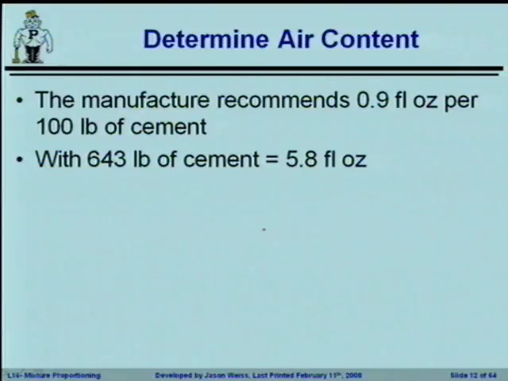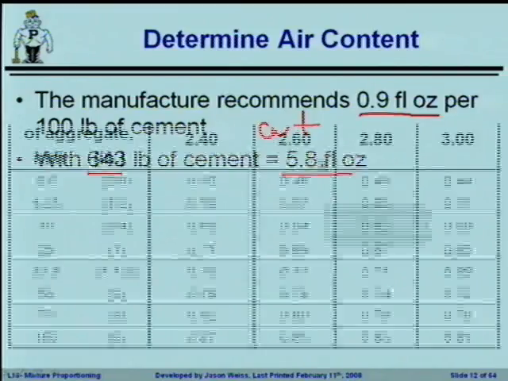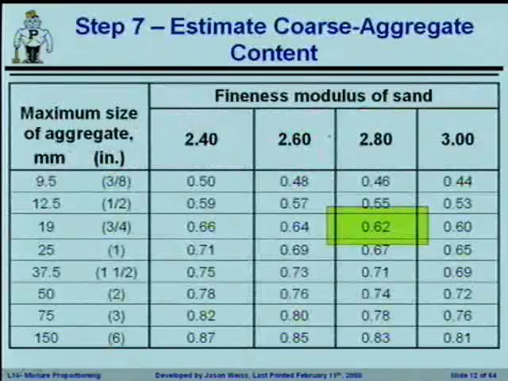One of the things that I will point out is a lot of times you'll see this pounds per 100 pounds of cement listed as something like CWT. You will want to make sure that whenever you're doing fluid ounces, they're typically done on 100 pounds of cement. So here we've got 643 pounds of cement times 0.9 fluid ounces per 100 pounds is going to give us something like 5.8 fluid ounces. That would be our initial design for this particular mixture.